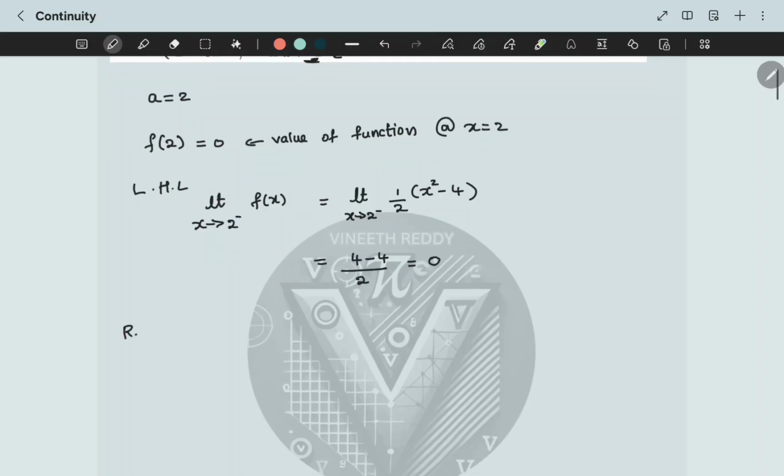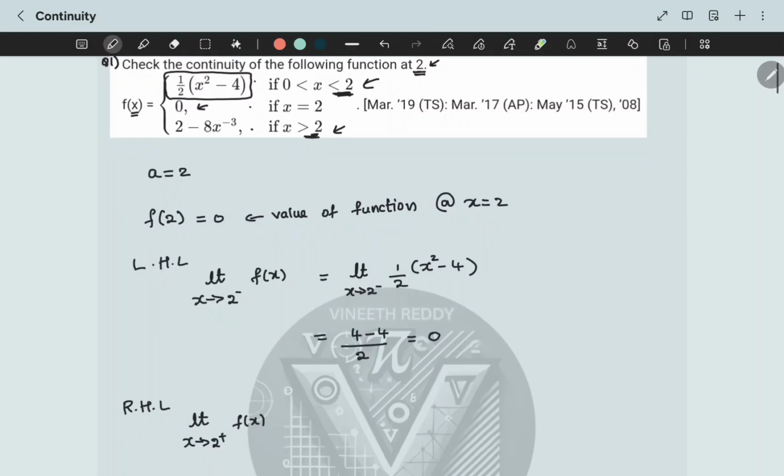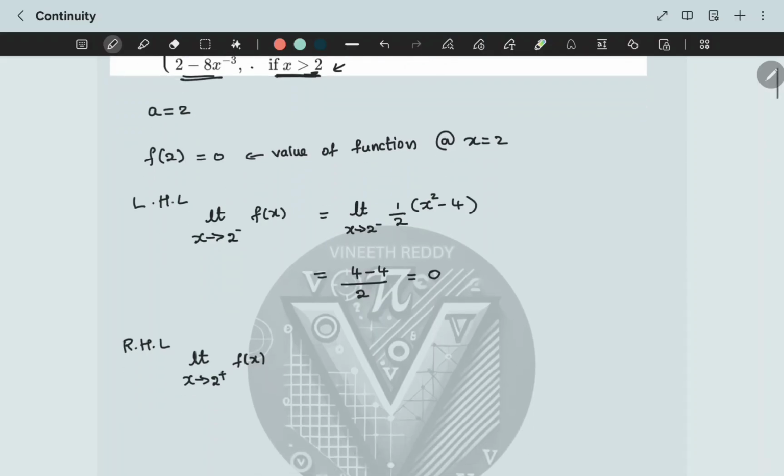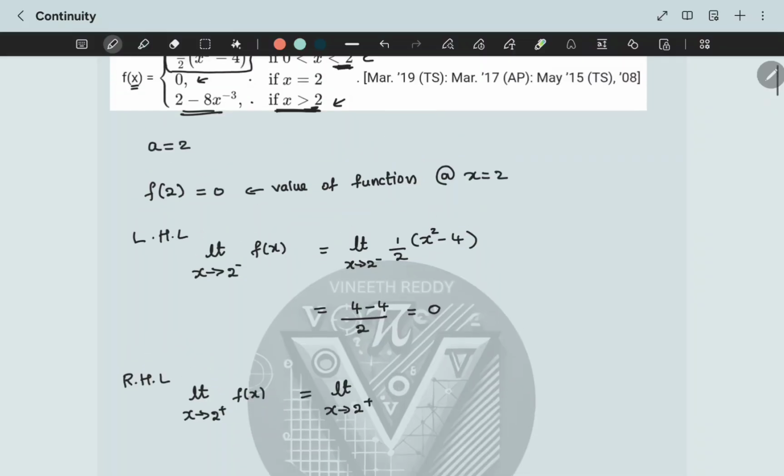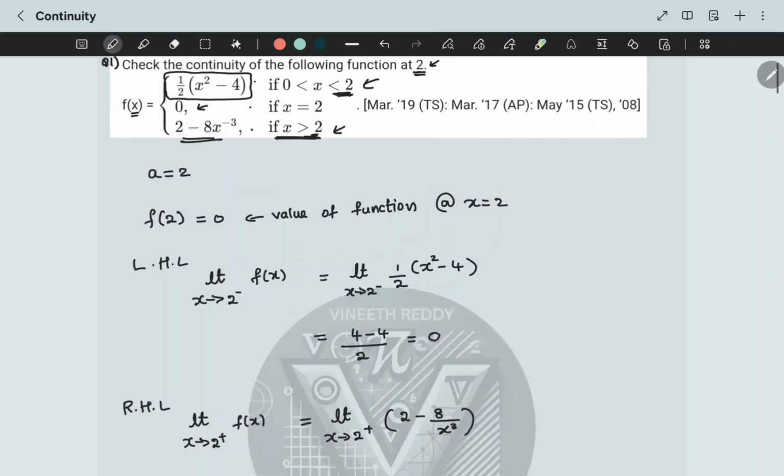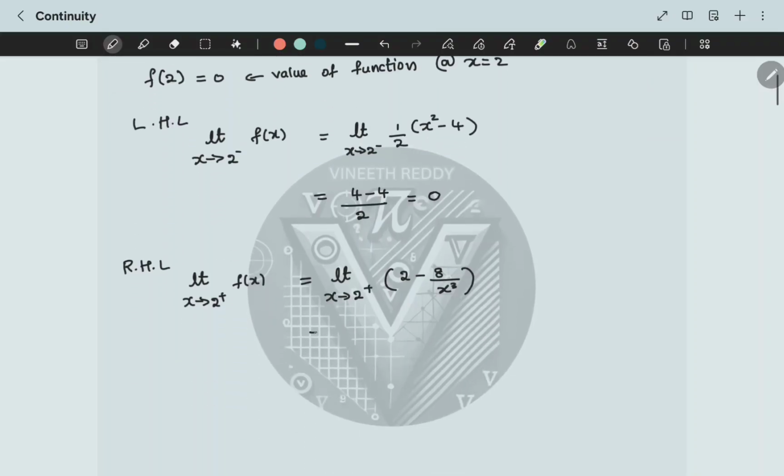Not just that, we have to find the right hand limit, and we have to write limit x approaches 2 plus f of x. Now dear students, which definition shall we use here? x should be greater than 2. Clearly the third function we will be using here. So we will write this as limit x approaches 2 plus f of x. Instead of f of x I can write 2 minus 8 x power minus 3. We can write 8 by x cube. I hope this is clear, right? So now this will be nothing but 2 minus, replace x with 2. As x approaches 2, x cube will approach 8. So this will be 2 minus 1, which is 1.